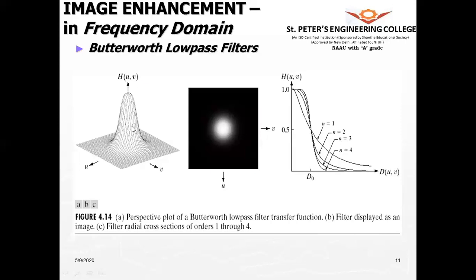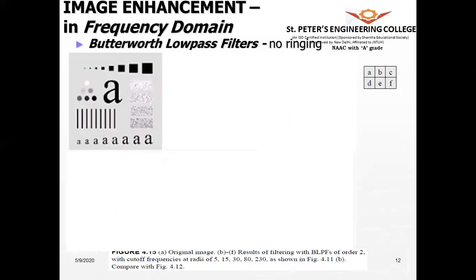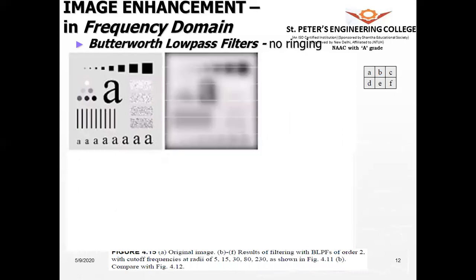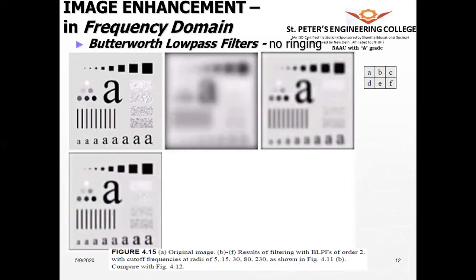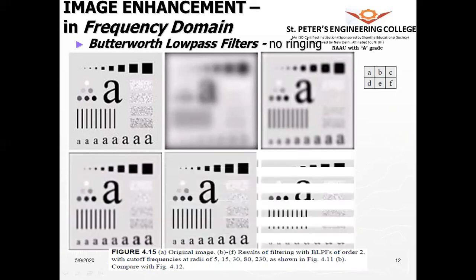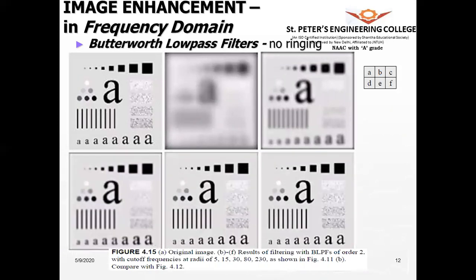So this is the Butterworth low pass filter. When we use the Butterworth low pass filter, it reduces the ringing effect. So this is for the circle of radius 5, 15, 30, 80, and 230. Now we see that the ringing effect is reduced or almost eliminated.